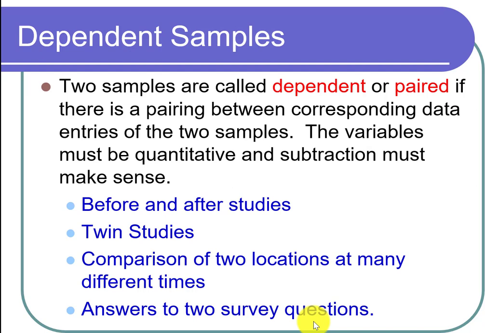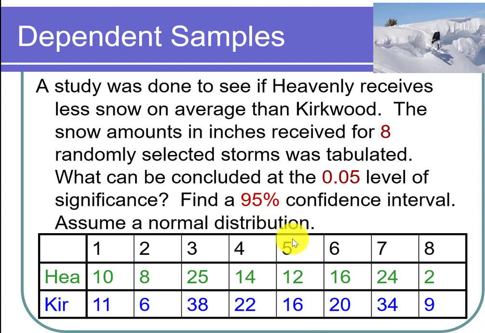So let's look at an example. A study was done to see if Heavenly receives less snow on average than Kirkwood. These are two ski resorts in Tahoe, and some people like one better than the other. Some people think Kirkwood's a lot better. So let's see. The snow amounts in inches received for the 8 randomly selected storms was tabulated. What can be concluded at the 0.05 level of significance? Find a 95% confidence interval and assume a normal distribution.